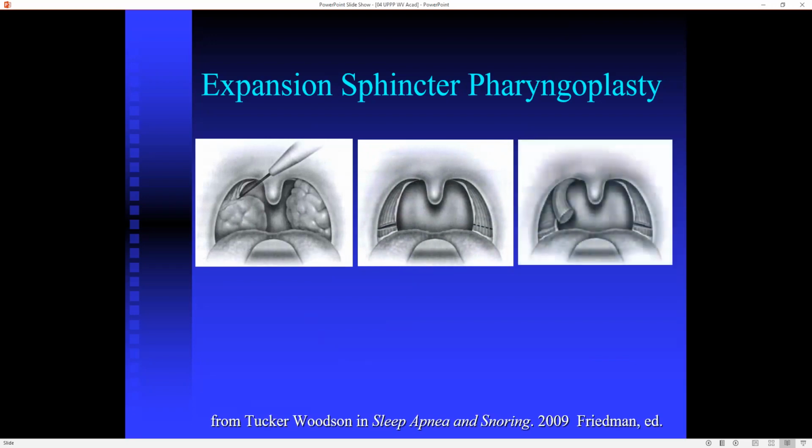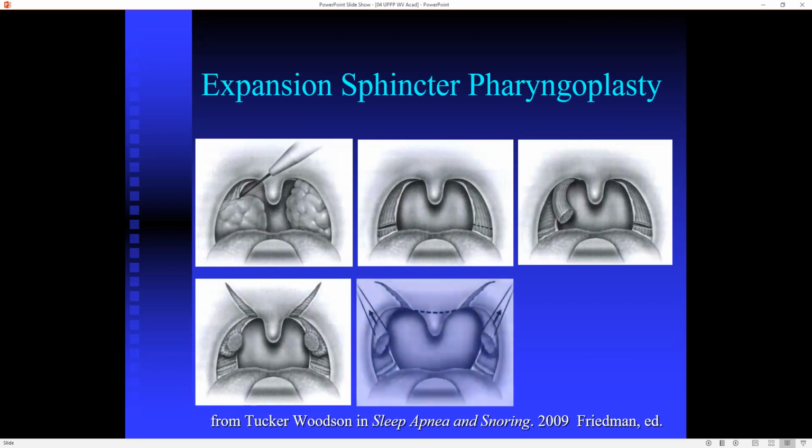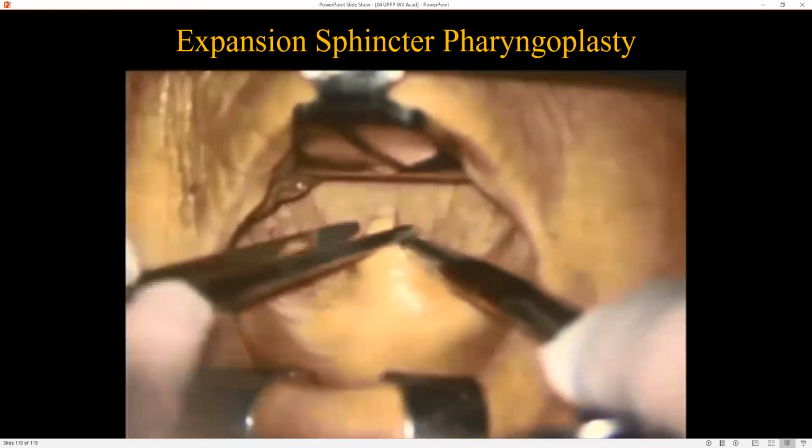and you elevate it from the underlying superior constrictor. And the original operation made diagonal cuts in the mucosa. Now it's a tunneling rather than a full cut. And the suture is placed through the stub of the palatopharyngeus, and it's fastened up near the hook of the hamulus underneath the palatal mucosa. And that's how things close up. Again, I like to leave some uvula behind.